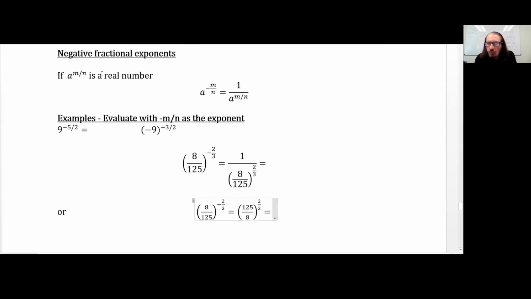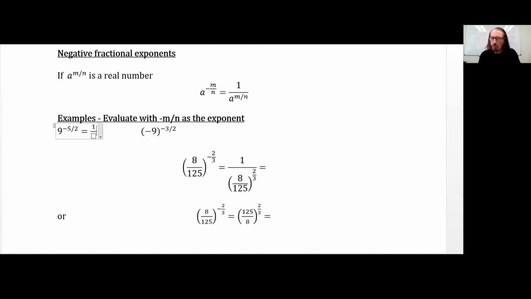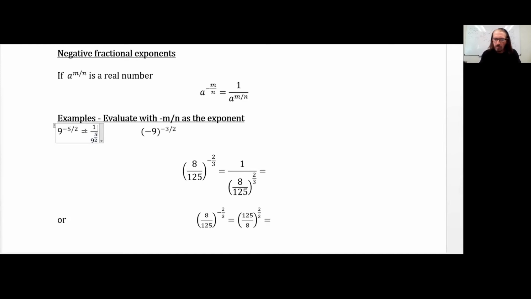Now, what if we have a fractional exponent, but it's negative? We know that a negative exponent would tell us to put something down in the denominator. So this would equal 1 over 9 to the 5/2. That's something we already did, because that would be telling us to take the square root of 9, which is 3, and then 3 to the 5th is 243.